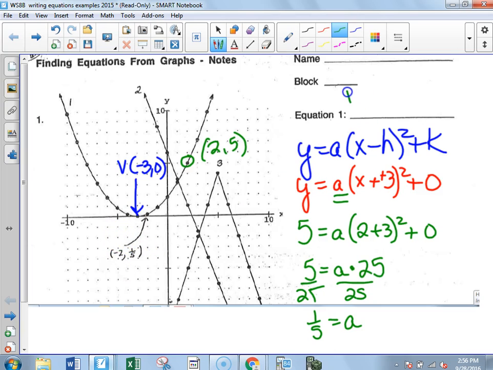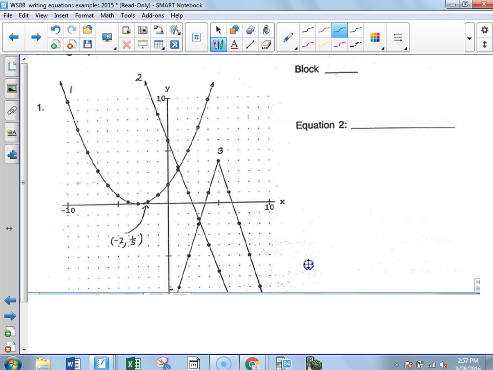All right, so the answer they're looking for is 1/5 (x plus 3) quantity squared. You could put a plus 0 on the end, but you don't need it, right? That, I hope, sounds familiar because we did that in the quadratic unit. We're doing the same thing now, but with different shapes. What is the parent function for number 2?